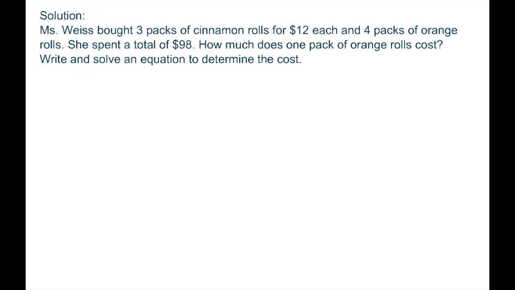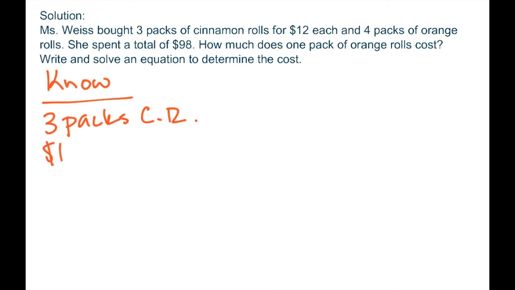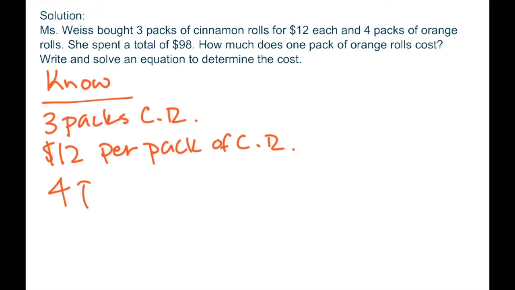We've got that Miss Weiss bought 3 packs of cinnamon rolls for $12 each and 4 packs of orange rolls. She spent a total of $98. We want to know how much 1 pack of orange rolls cost. So here's what we know from the problem. 3 packs of cinnamon rolls at $12 per pack. And she bought 4 packs of orange rolls. And the total was $98.